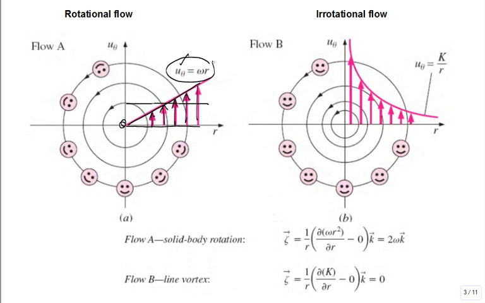So this is described just by omega, the rate of rotation in a circle, times r, the radius from the origin. It's really a solid body rotation. That's how you describe this flow field A. It's a solid body rotation.